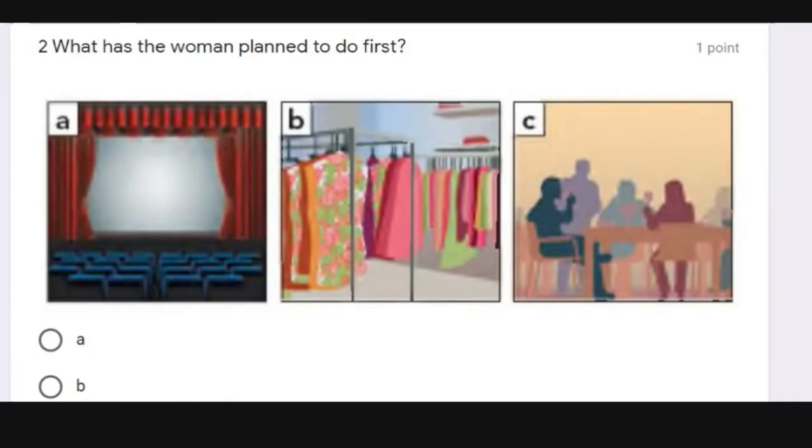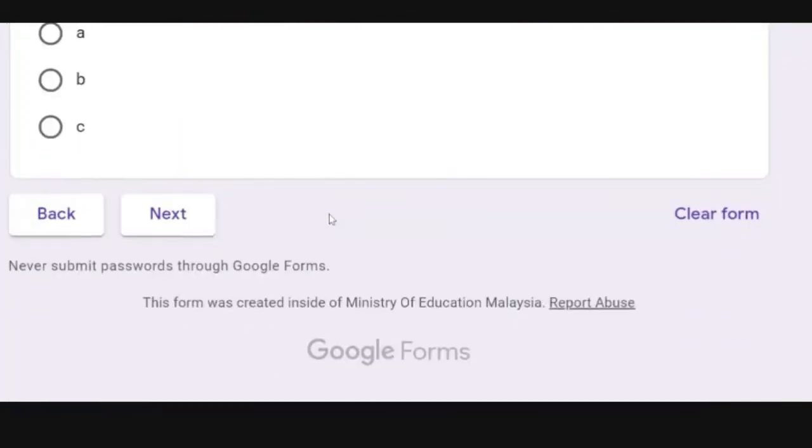Understand? These are the things that you need to listen to. You have to focus on these phrases, because sometimes they give you the answer. Okay, let's continue with the next activity.